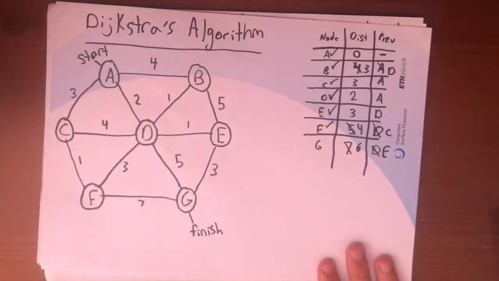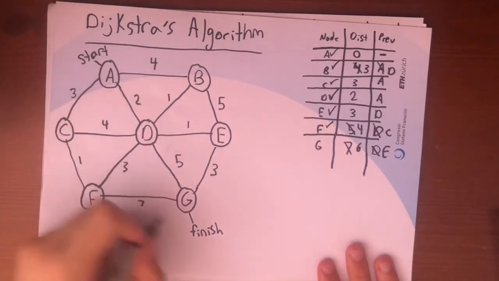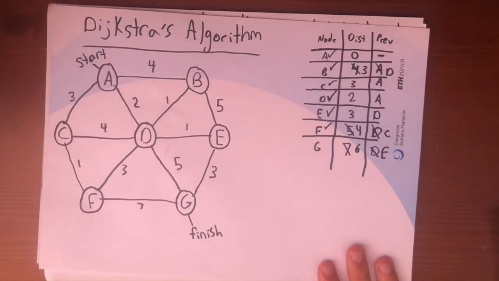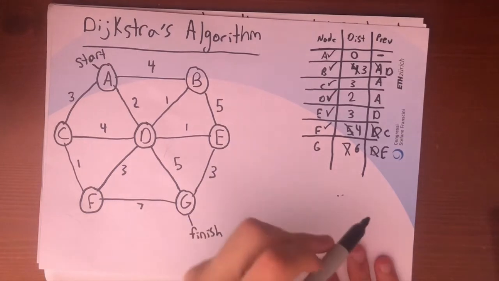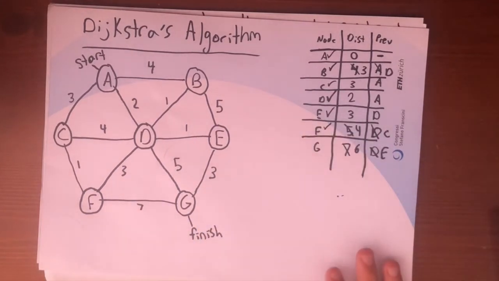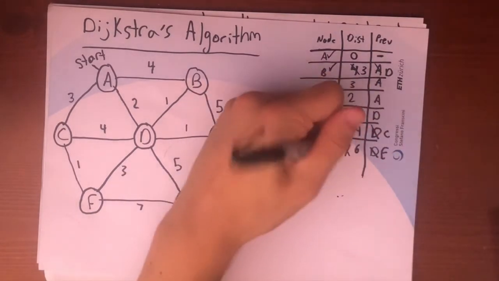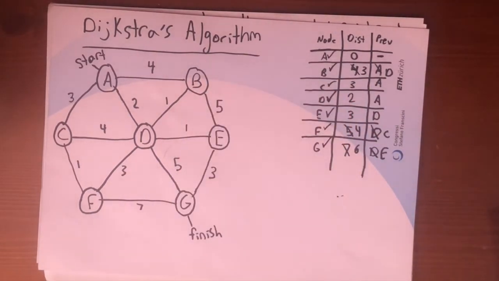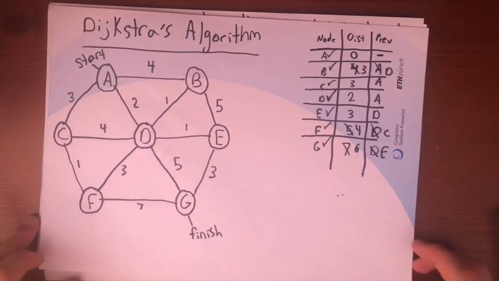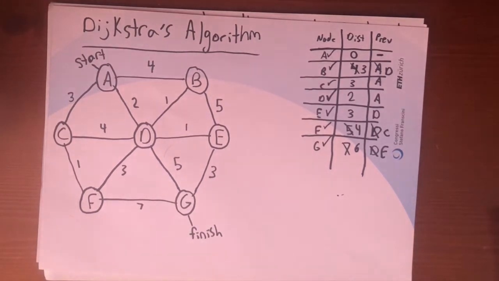And no updates to be done here either, since this path would be 11, which is longer than G's 6. And now, finally, since G is the smallest distance out of all the ones that are unknown, we can mark it off as known, and we can finish Dijkstra's algorithm on this entire graph.